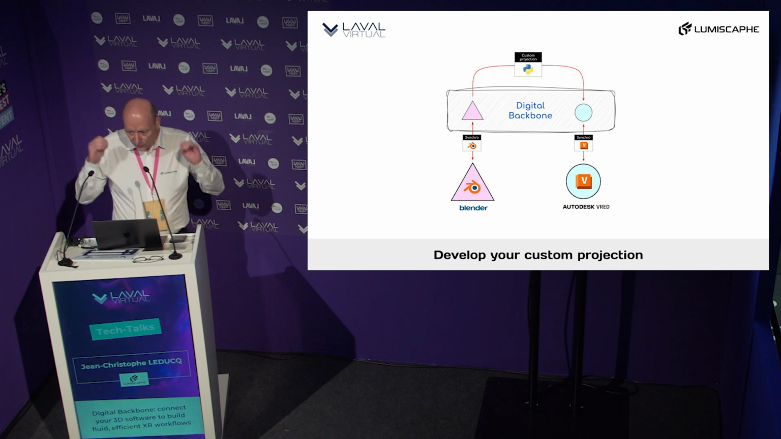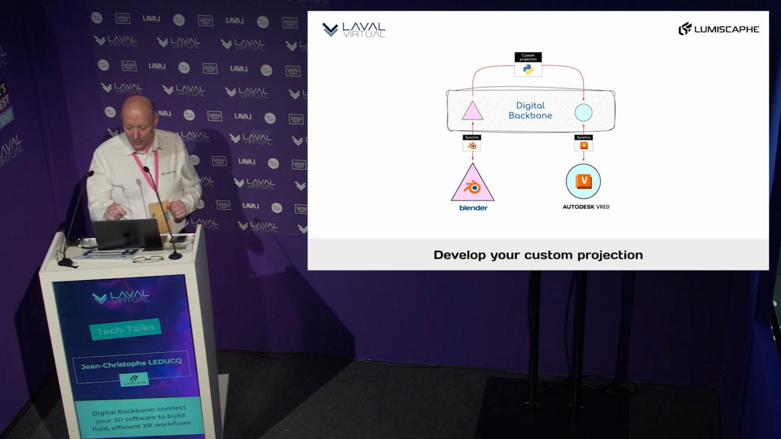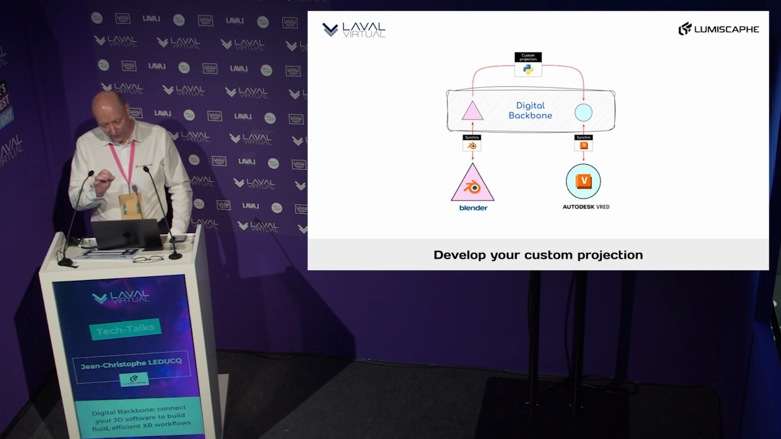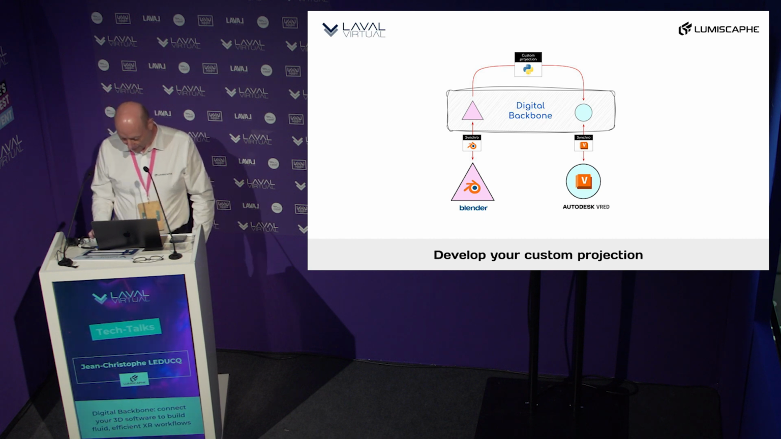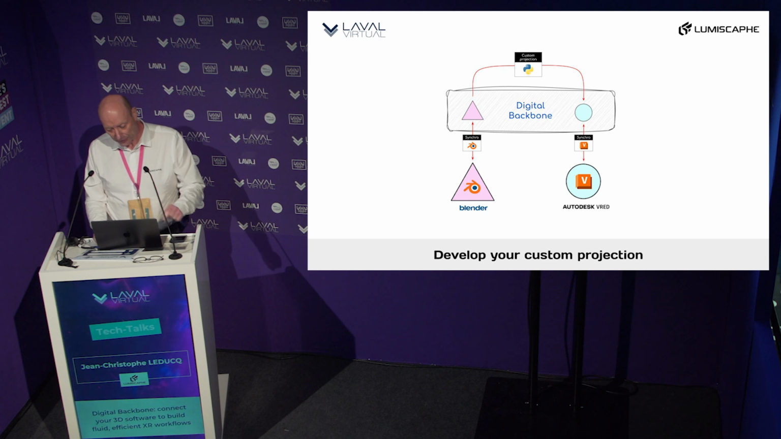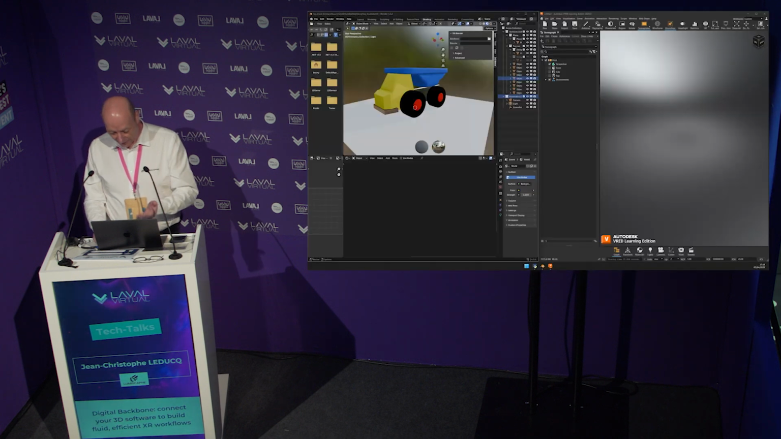After, you have to focus only on projection code. And here the projection code is only 300 lines of code. A beginner in Python can write this. That's very interesting. So here, for example, we have a direct connection from Blender to VRED without using an intermediate file format.